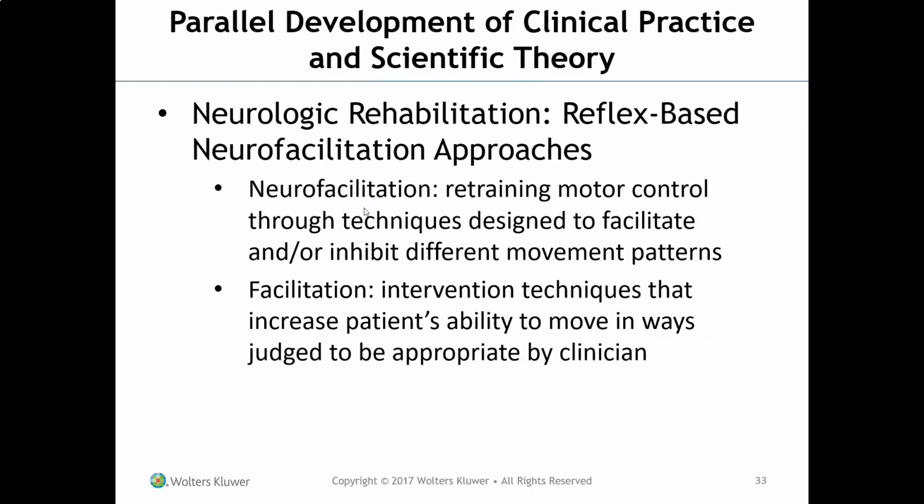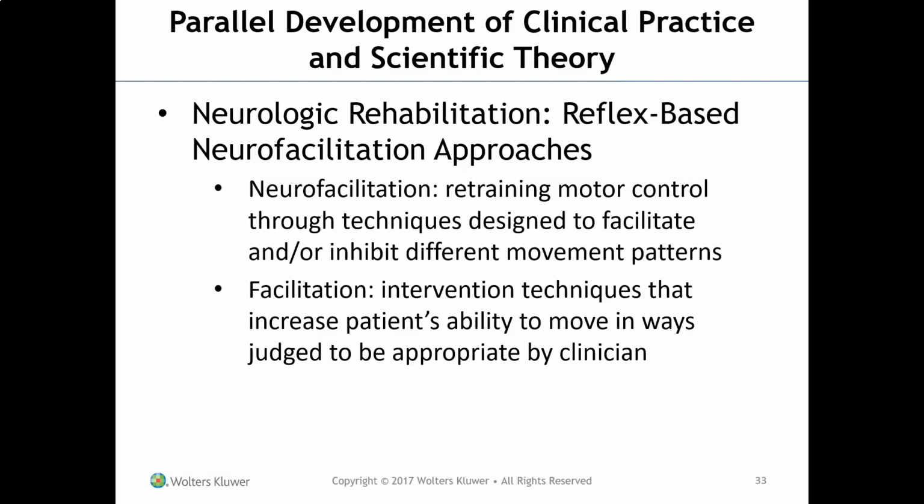So neurofacilitation, retraining motor control through techniques designed to facilitate and or inhibit different movement patterns. So we want to turn on certain things and turn off different things. Right, so if you have a flexion bias, let's say you have a contracture where your forearm and your elbow is flexed. We want to find ways to facilitate. Basically, we want to find ways to turn on the triceps and turn off the biceps.